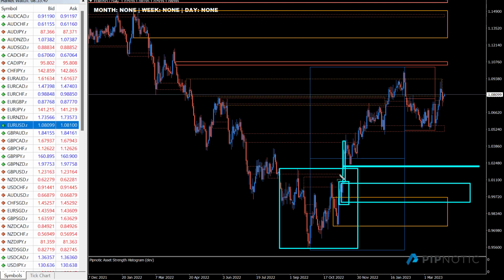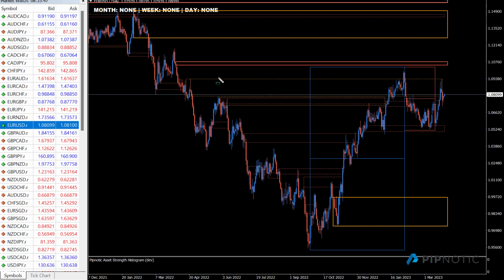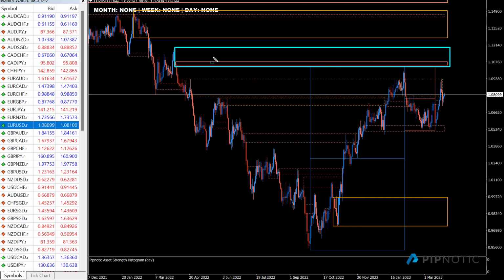And so for the opposing side, we do actually have a very attractive zone here, just around here. I like this one quite a lot. Software found it. Just a very nice little price nodule there.